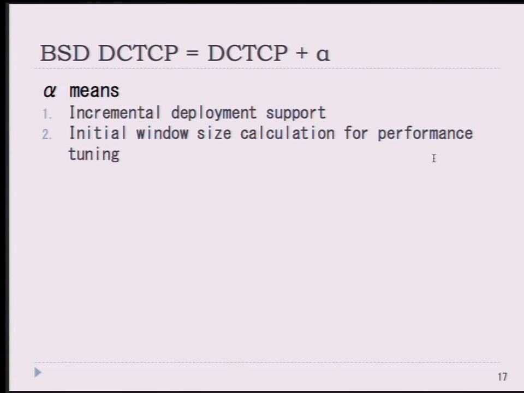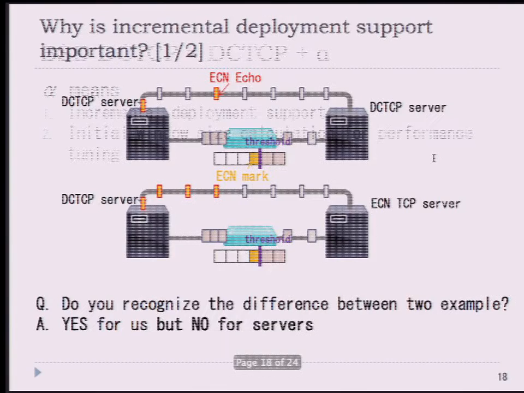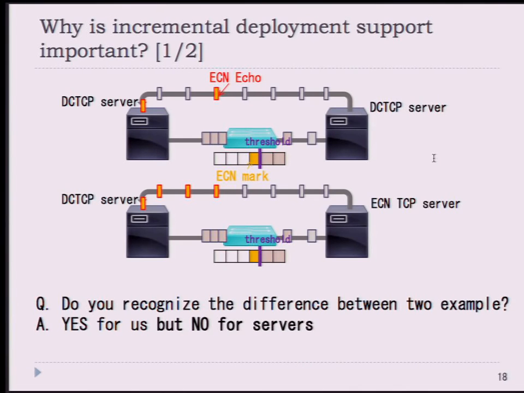Next, I'm going to introduce what the BSD DCTCP features are. I extended the original DCTCP to get better performance. What I did, first, is incremental deployment support. Another extension is initial window size calculation for performance tuning. So why did I do incremental deployment support? Why is it important in a data center?